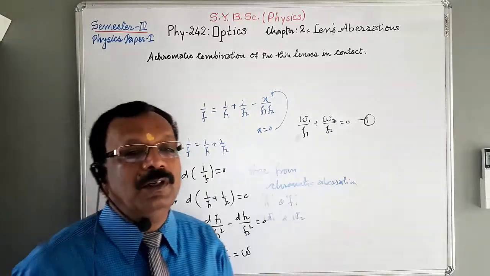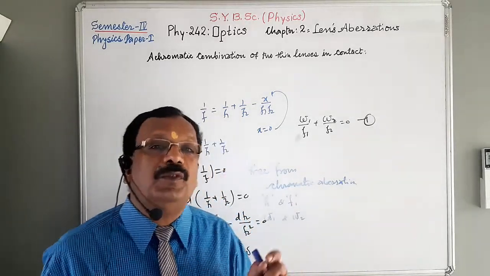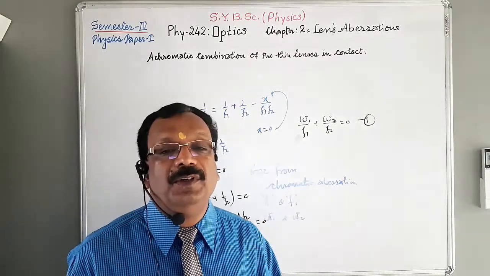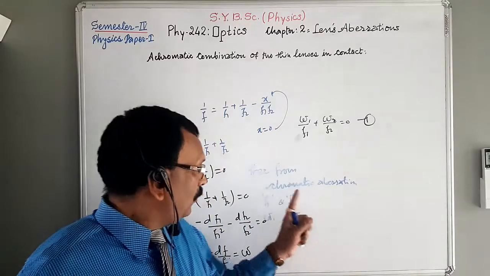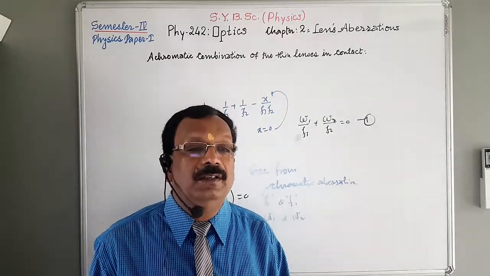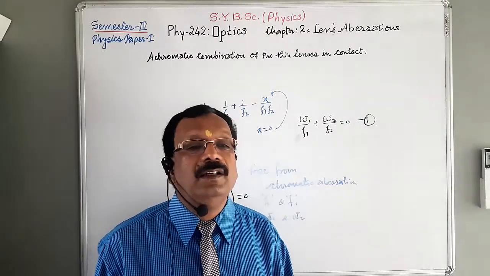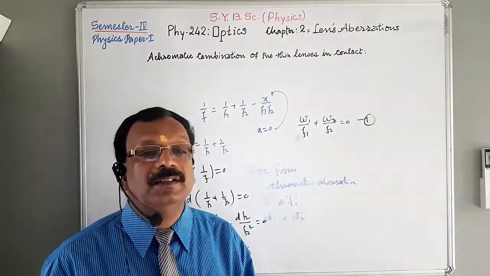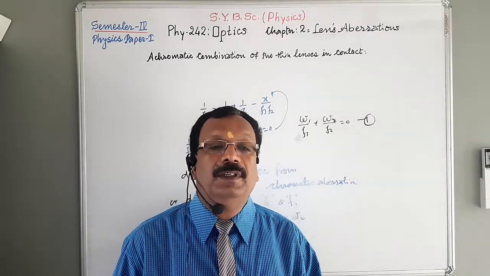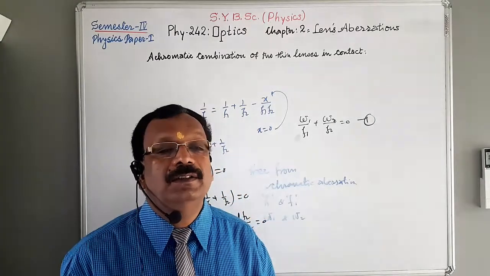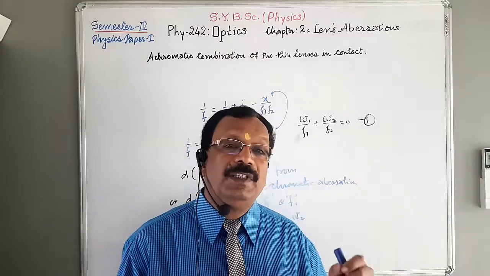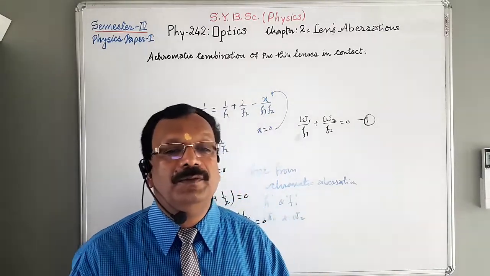Since the dispersive power of a lens is a positive quantity, from equation 1 we see that for an achromatic combination of lenses in contact, the two lenses must be of opposite type. That is, if one is converging, the other must be diverging, or one must be convex and the other concave.